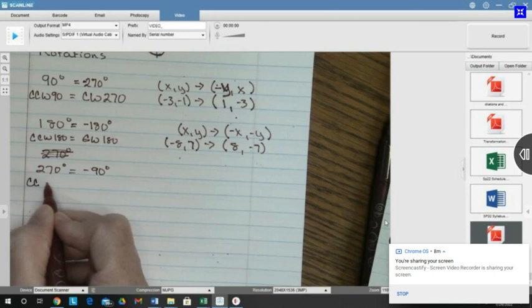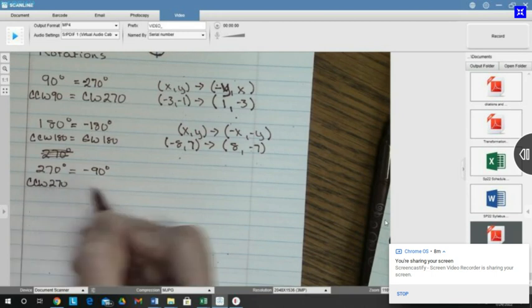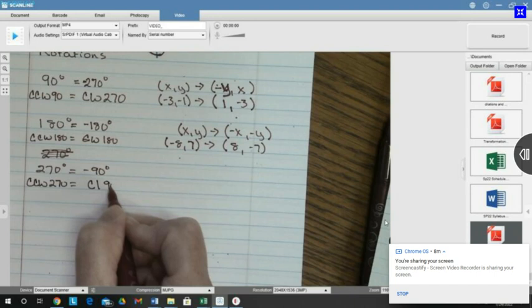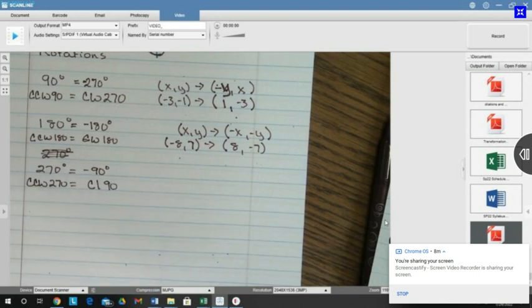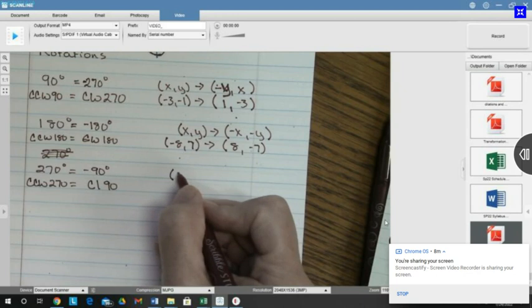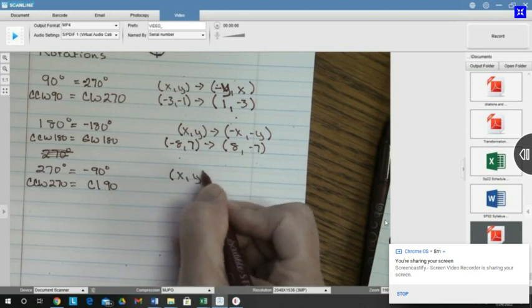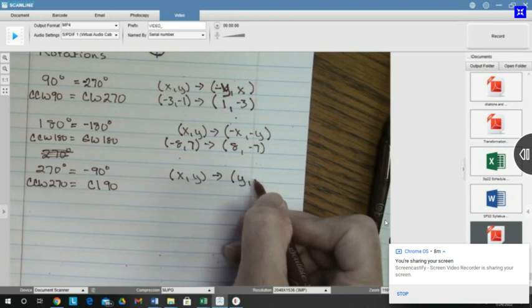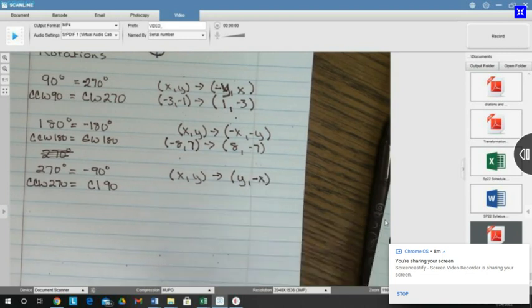Counterclockwise 270 is equal to a clockwise 90. All right, and I'm going to swap those x and y. So the coordinate (x, y) goes to (y, opposite of x). Okay, I hope you're writing these down.